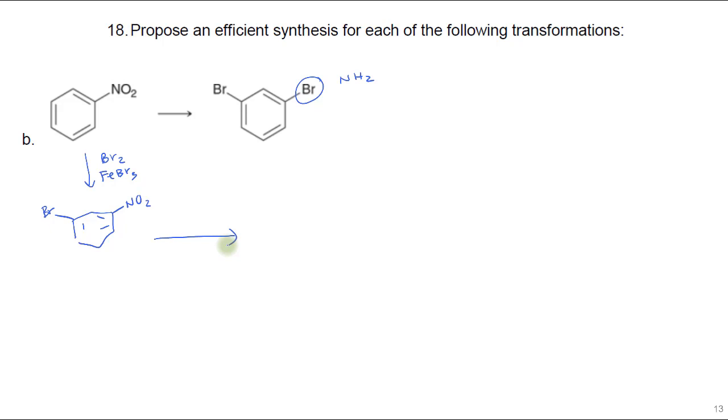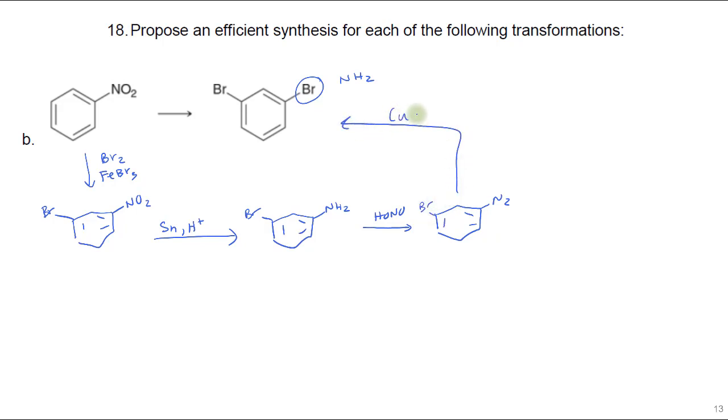And then I have to reduce that, so I can use tin and H+. Use the HONO. Copper bromide will get me to my target molecule.